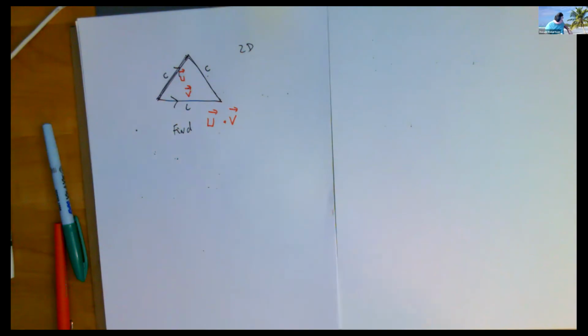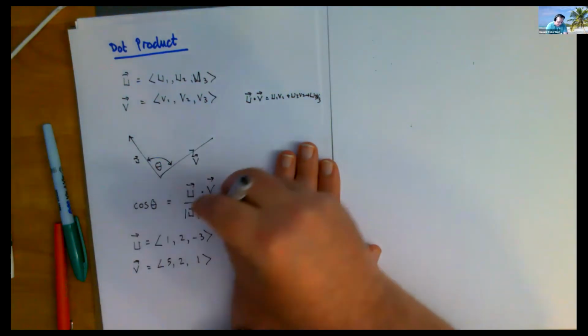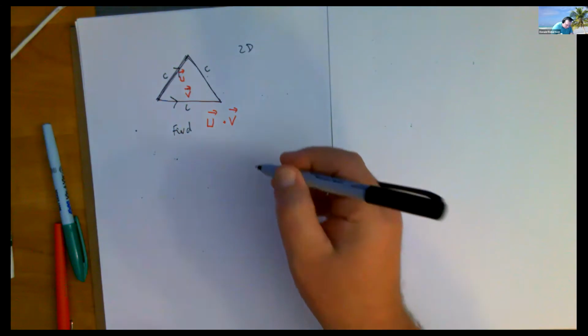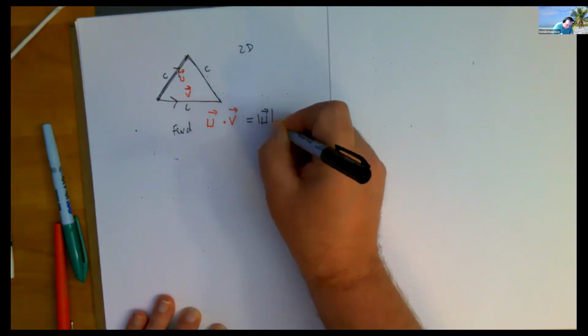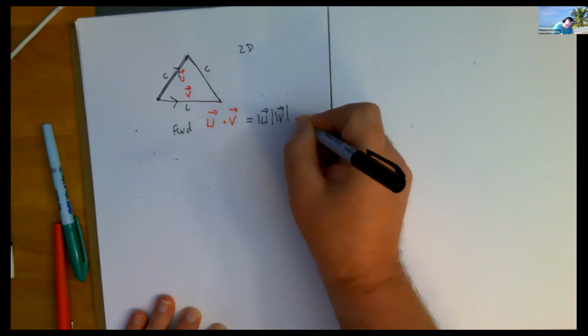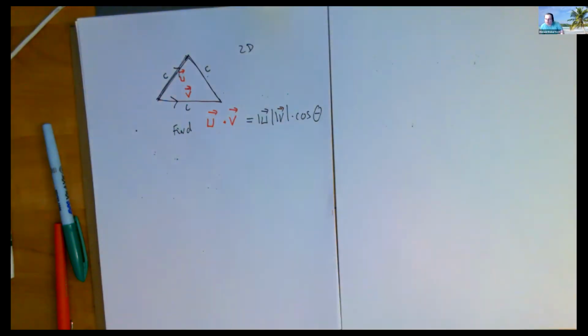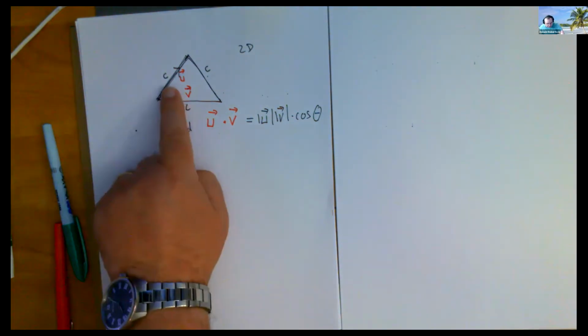Now, if you rearrange this version of the dot product, can you see with a little cross multiply that the dot product is equal to the magnitude of u times the magnitude of v times the cosine of the angle in between? You agree that's just a rearrangement of the dot product. And so the question was, find the value of this dot product from this picture.